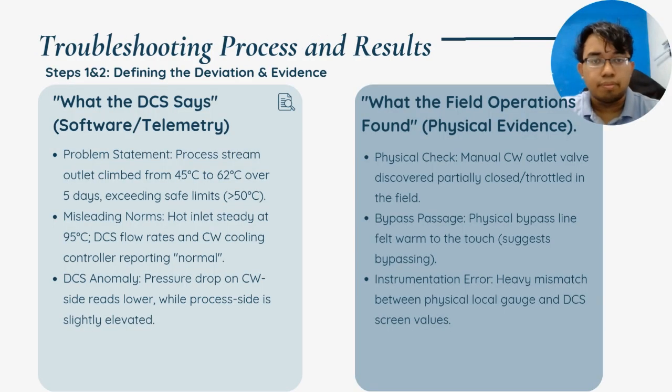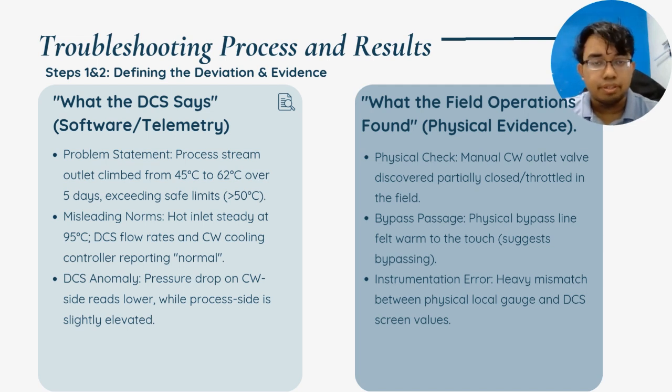So I'll be presenting the troubleshooting process and results. So step 1 is define the deviation, step 2 is the evidence. So what the DCS says. Problem statement: process stream outlet climbed from 45 Celsius to 65 Celsius over 5 days, exceeding the safe limit of 50 Celsius. Misleading norms: hot inlet is steady at 95 Celsius, DCS flow and CW controllers report normal. DCS normal, pressure drops and CW needs more process side slightly increase.